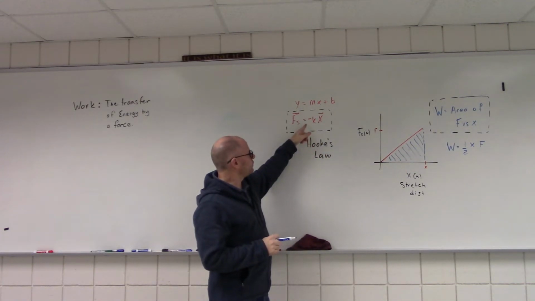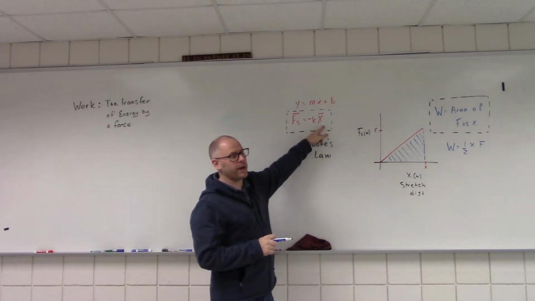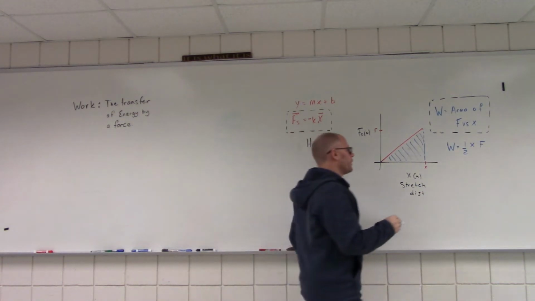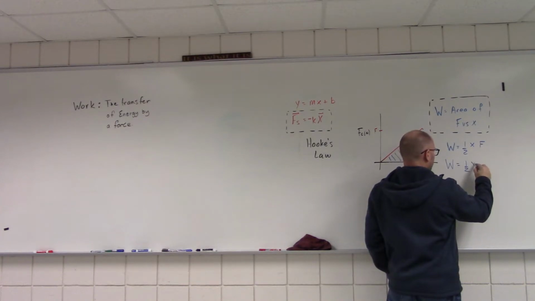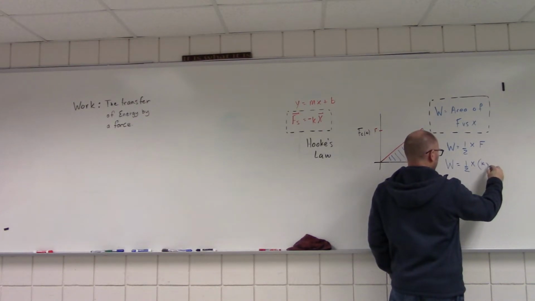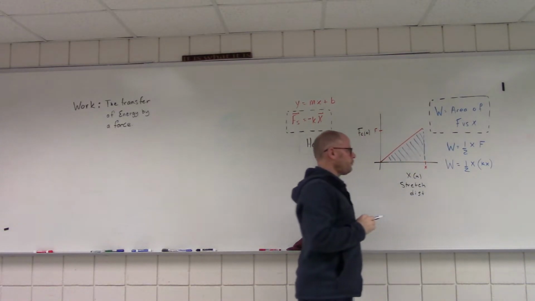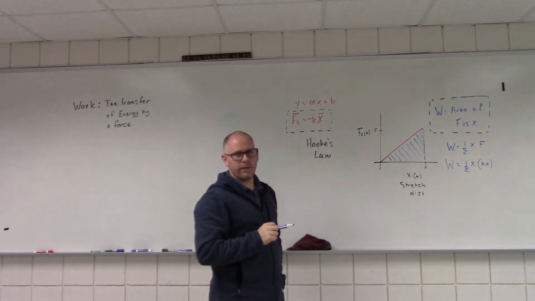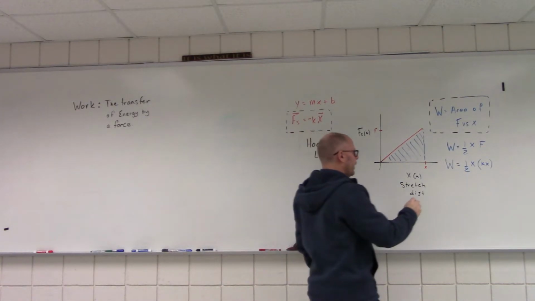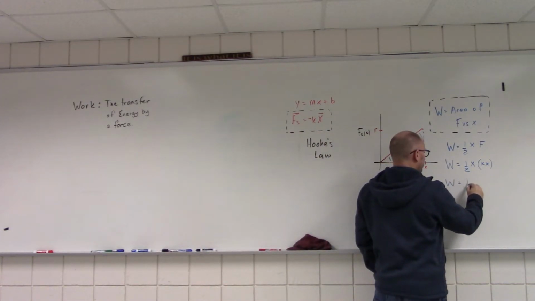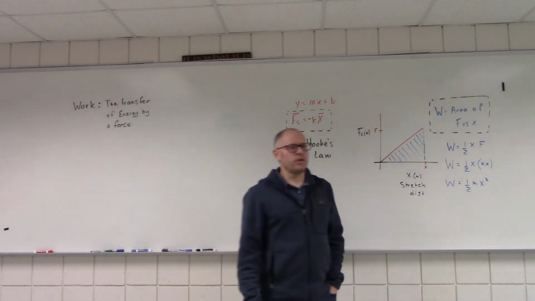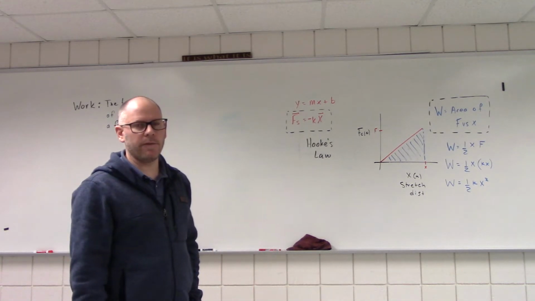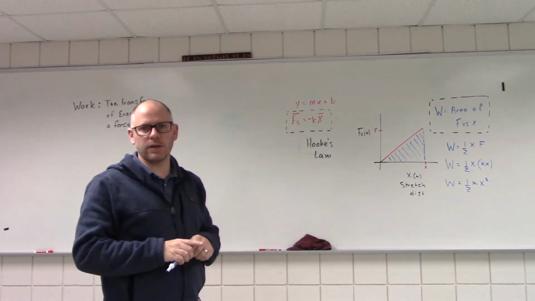But here's a cool thing. The work done is equal to 1/2 x times F, and we actually have an equation for F right here. I'm going to substitute this F into this F. Let's see what happens. So I have 1/2 x times kx. If I simplify that a little bit, the work done is equal to 1/2 k x squared. So this is the work done by stretching a spring if you stretch it a certain distance x.